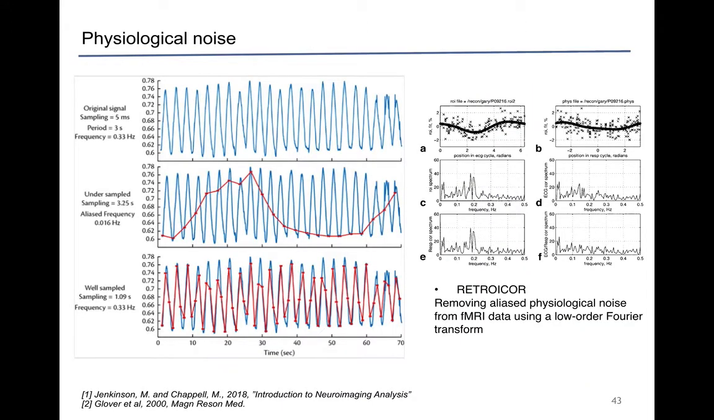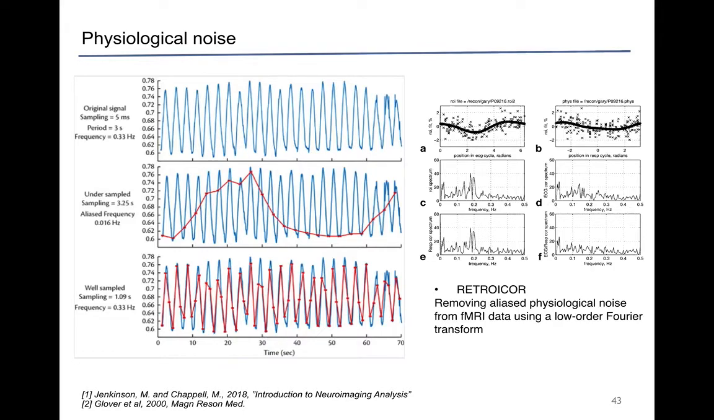The next thing is physiological noise. Mainly what I'm going to talk about now is the effect of respiration and cardiac activity on the fMRI data. Respiration and cardiac activity generally affect the signal in two different ways. The first way, which is directly related to the pulsations and the breathing, is aliased in the fMRI time series.